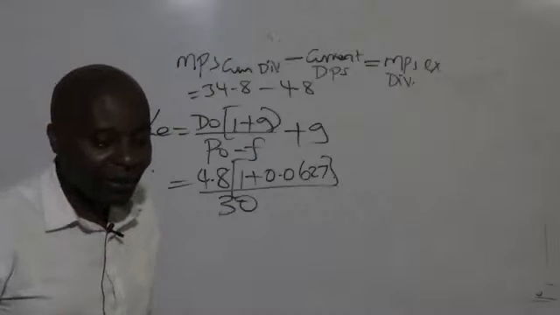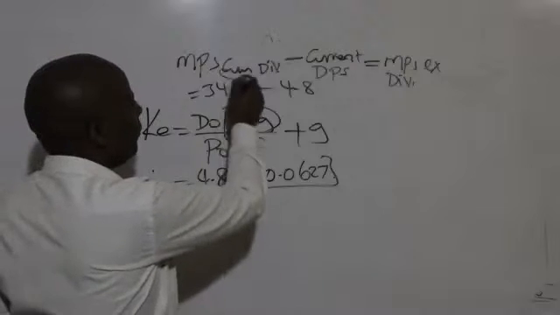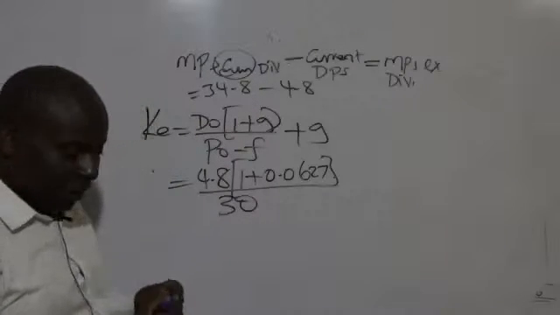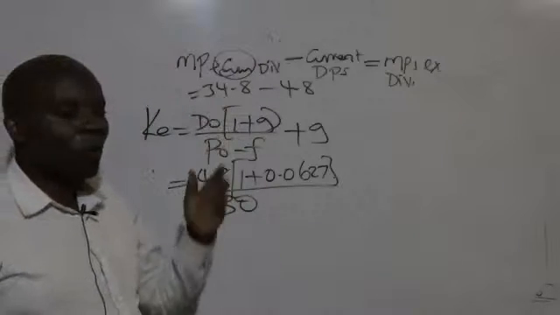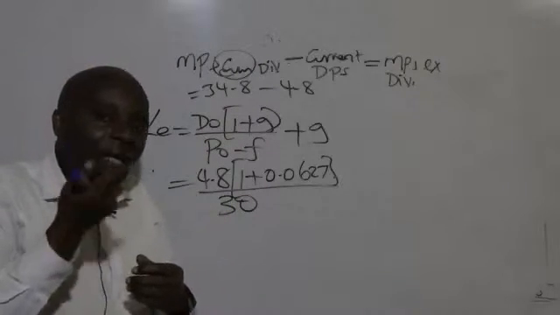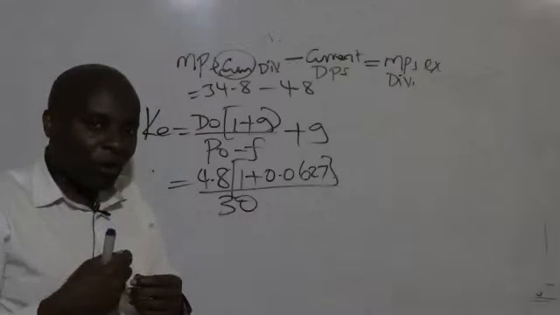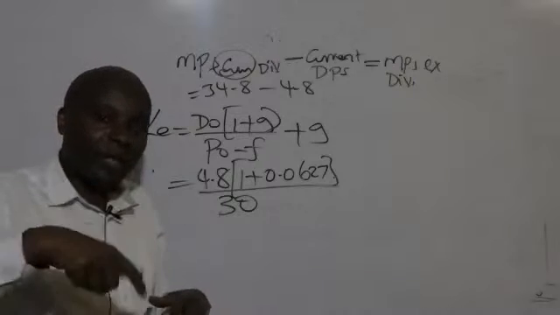Yes, sir. What is the meaning of CAM dividend? It means that the person who is going to buy this particular share at a particular price, like this 34.8, will be entitled to receive the next dividend. So basically the share is coming with a dividend component.